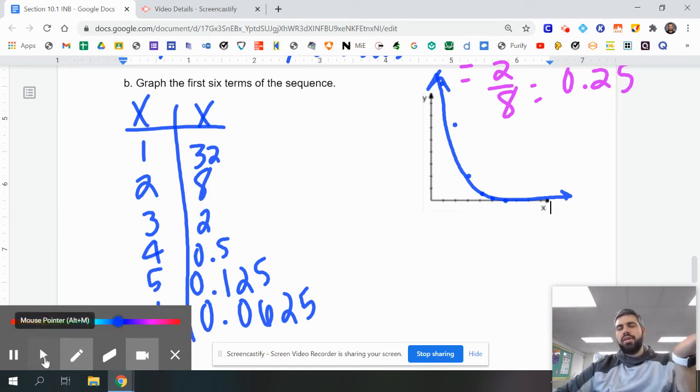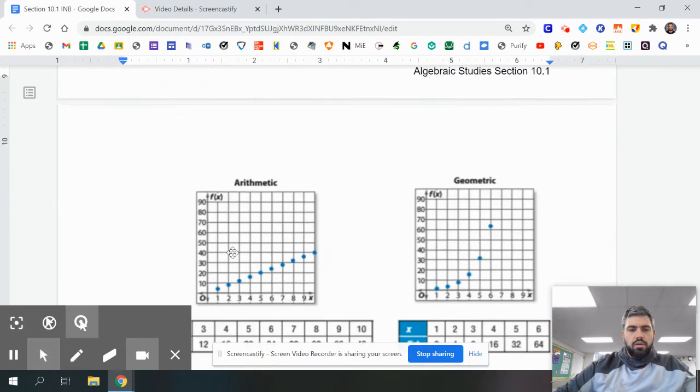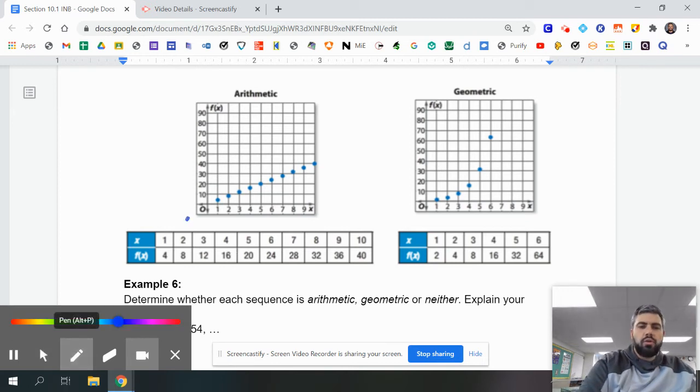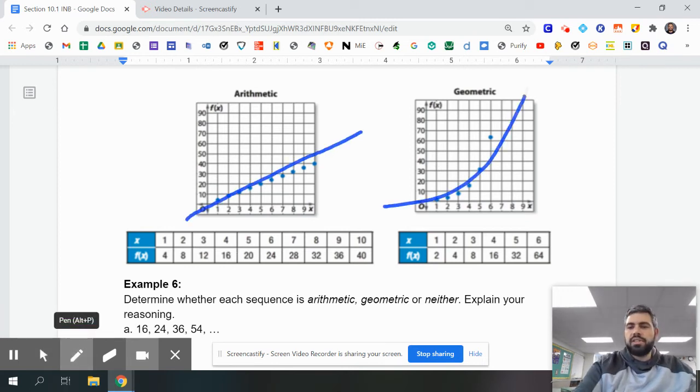So we remember that arithmetic sequences look like lines, where geometric sequences look like exponential growth or decay. All right, and so here's two really good pictures of what they look like, right? So we see that arithmetic sequences form straight lines, where geometric sequences explode in size, right? Super important to know that going forward, okay?